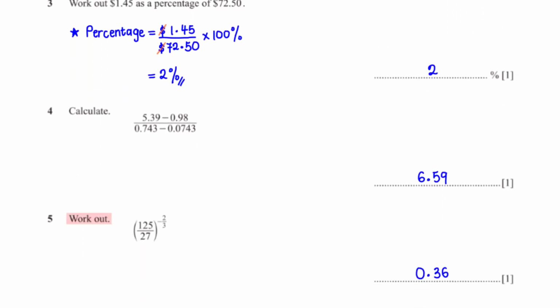Work out 125 divided by 27, all raised to the power -2/3. When we type this into the calculator, we get 0.36.